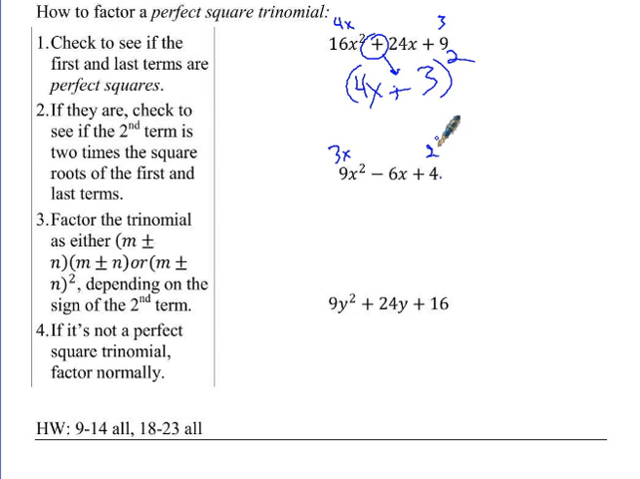Is 12x the middle term? No. So is this a perfect square trinomial? No, this one does not fit the pattern. Okay, so that means we can't use the pattern on this one. So we'll have to factor it some other way. How would we have to factor this one? Box method.